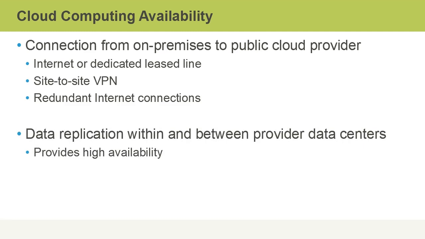Then there's data replication. Now, we could replicate data within provider data centers. This is common with public cloud providers. For redundancy and availability of your data, they'll replicate it between different data centers, and in some cases, even between different regions within a country. Now, you may or may not pay an extra fee for that redundancy. It really depends on the cloud provider. But that is an option. Now, this provides high availability.